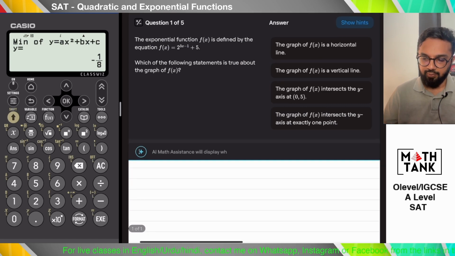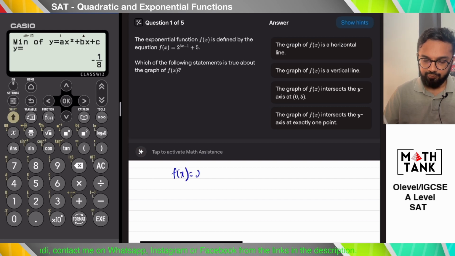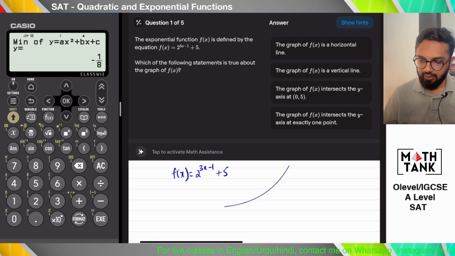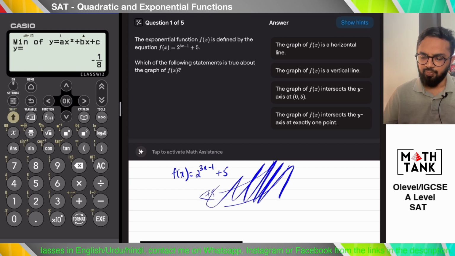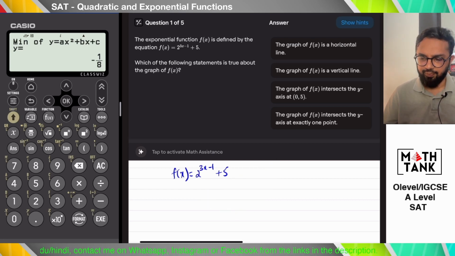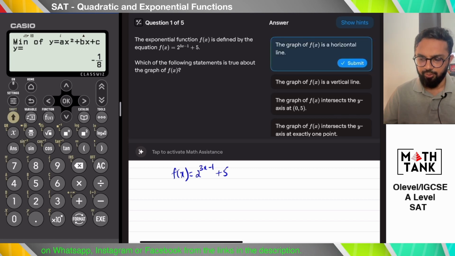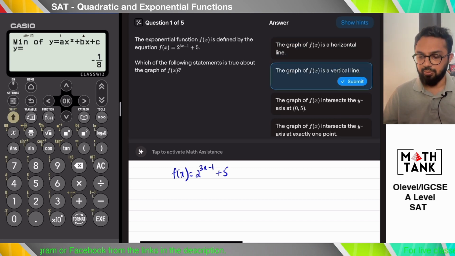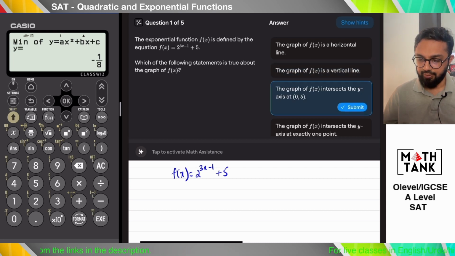Let's see. It says f is an exponential function defined by this. Which of the following is true about the graph of f of x? Okay, so this is an exponential function. Exponential functions look like that. And plus 5 would mean it's translated 5 units up. Okay, let's see what the statements are. The graph of f of x is a horizontal line. No, that can't be true. The graph of f of x is a vertical line. No, that can't be. Intercepts the y-axis at (0, 5). So I'll have to check that.